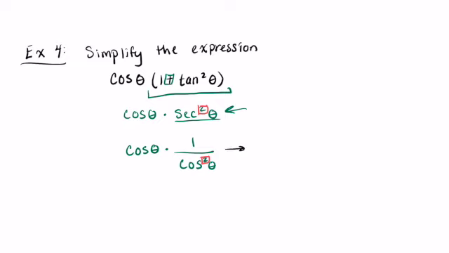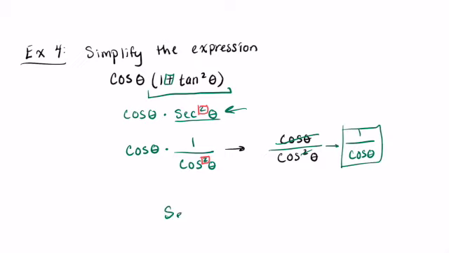That's going to simplify to give me cosine theta over cosine squared theta. Well, that's going to cancel with one of these. So I'm left with 1 over cosine theta, which simplifies to give me, I'm going to keep the equal signs out because we're not working with an equation, 1 over cosine theta is secant theta. And that's it. We are done.